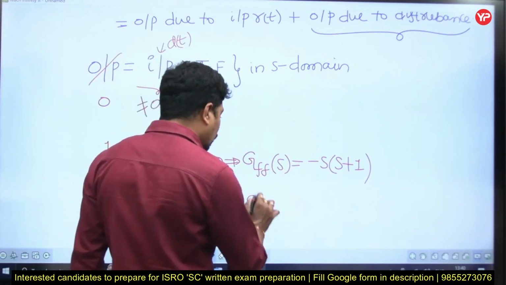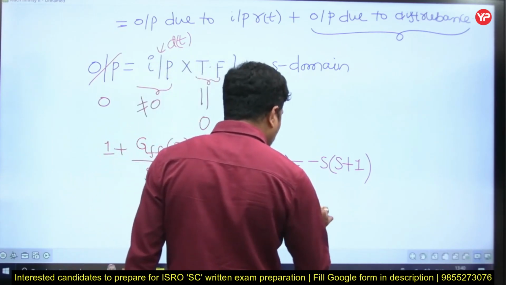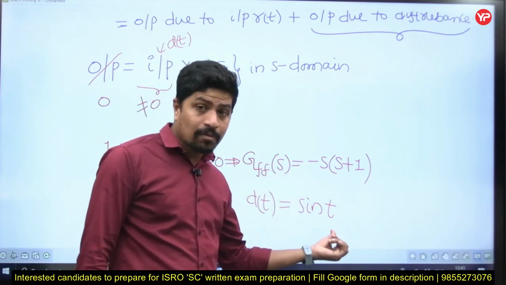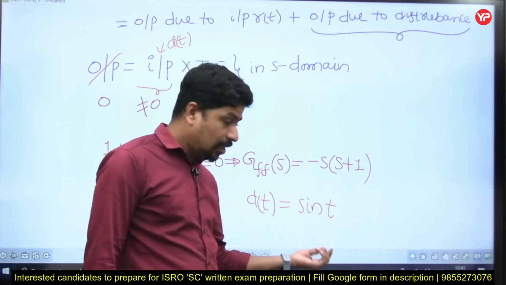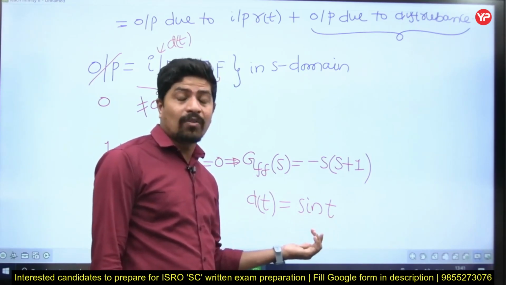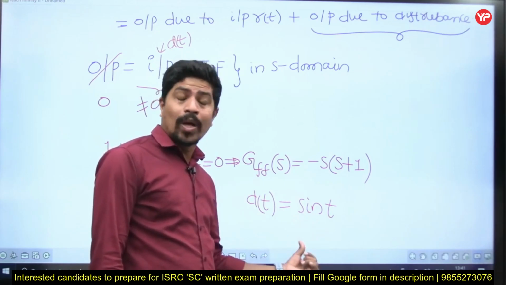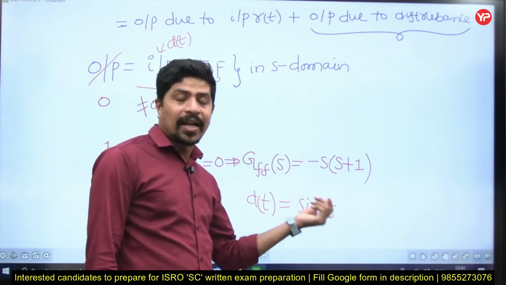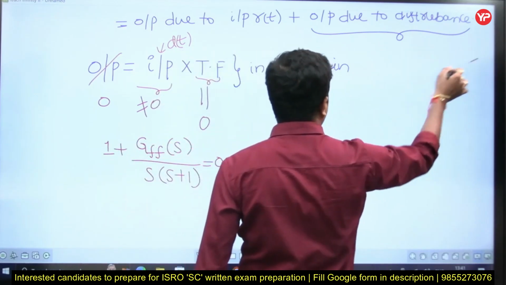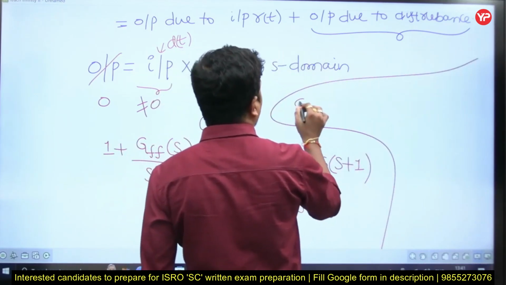Now what is the input D of t? D of t is equal to sine t. If you compare this with sine omega t, omega is equal to 1. I told you in the classes that you have to compare this with the standard sinusoidal function, A into sine of omega t plus theta. A is equal to 1, where A is the maximum magnitude, theta is equal to 0, and omega is equal to 1.